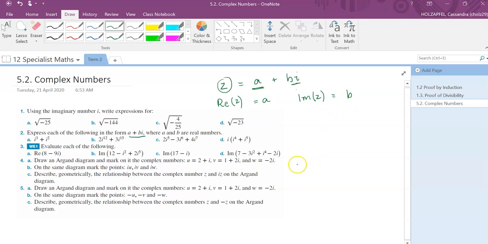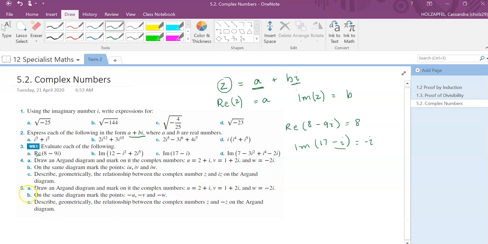And so what I'm going to do, when this is saying evaluate each of the following, it's really asking, so what's the real part of this expression? So the real part of 8 minus 9i is just going to be equal to 8. Same thing here, if I wanted the imaginary part of 17 take away i, the imaginary part is just going to be -i, or -1.